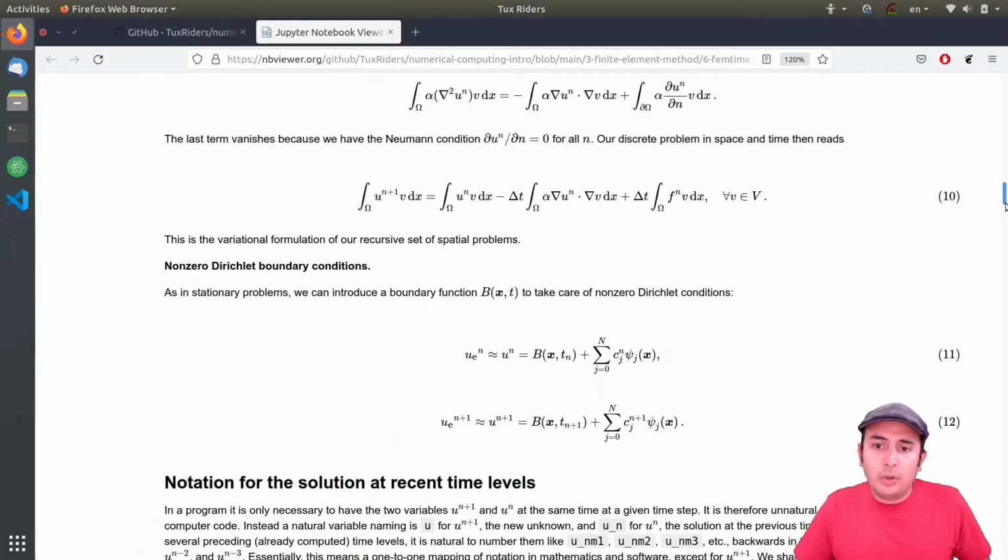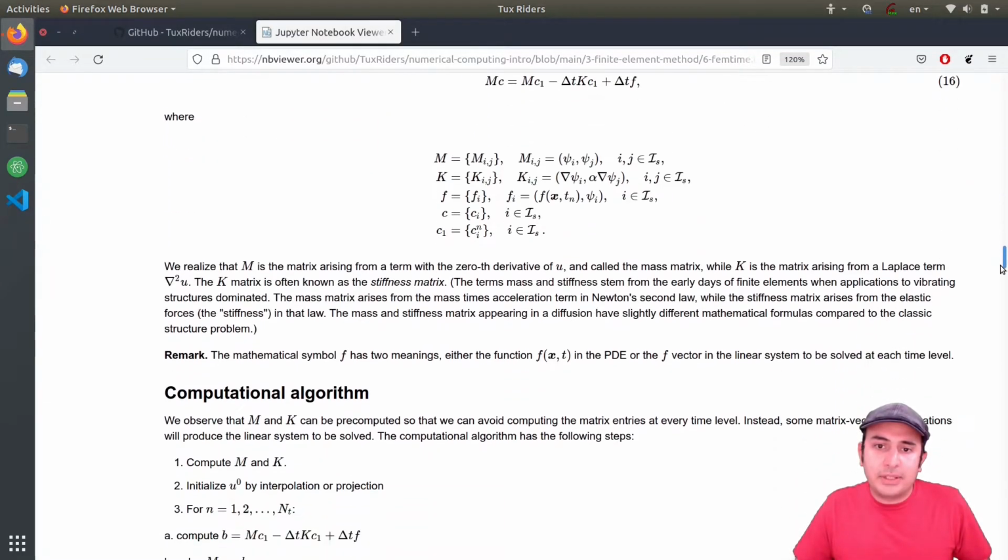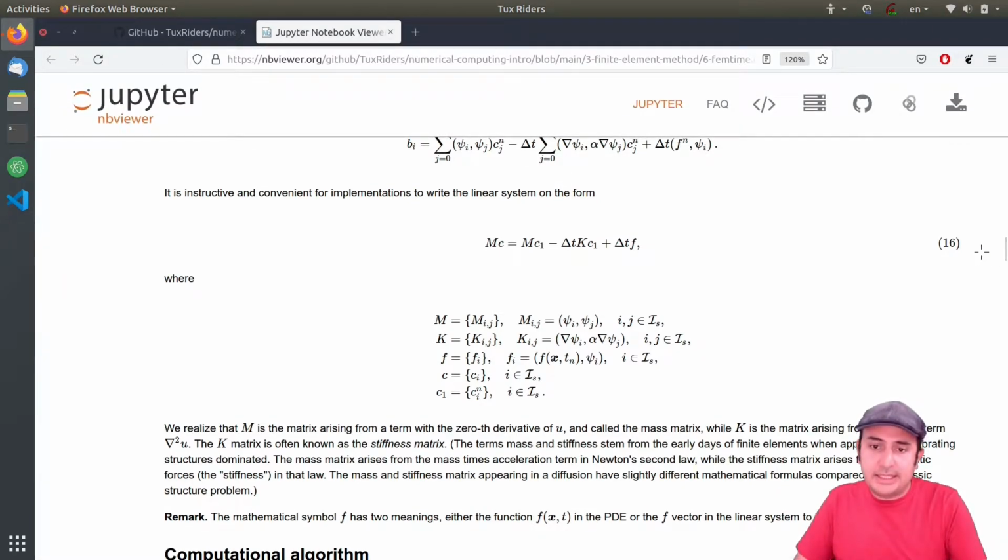So with forward Euler, we will have the weak form written as this. And then this is the mass matrix. M is the mass matrix. The term comes from early days of finite element for structural analysis. And this is the stiffness matrix, but this is not something that we call like that.